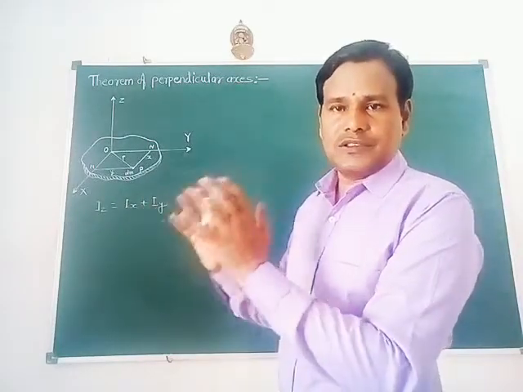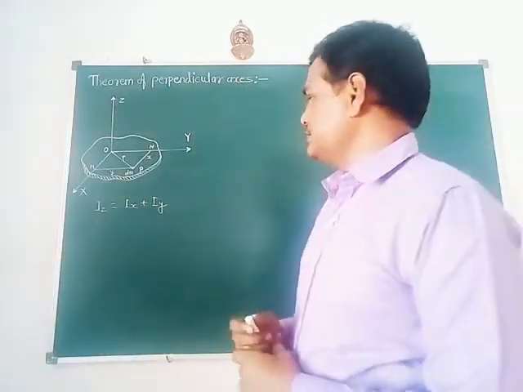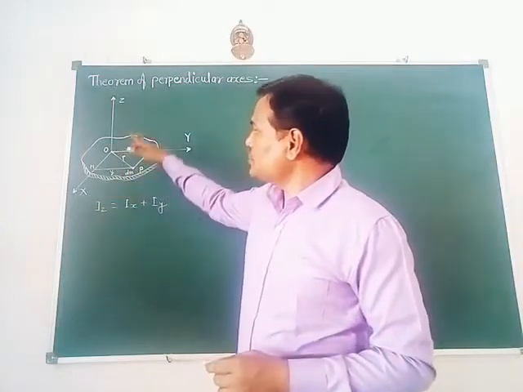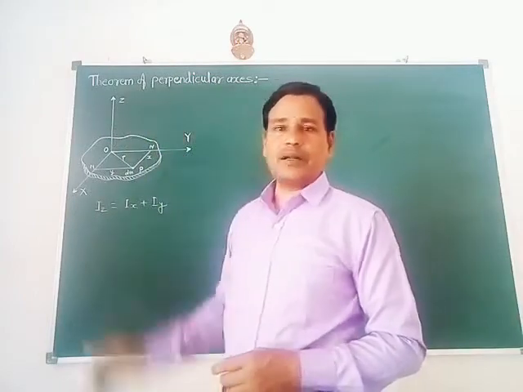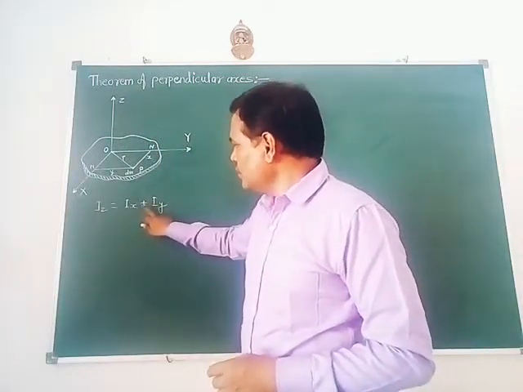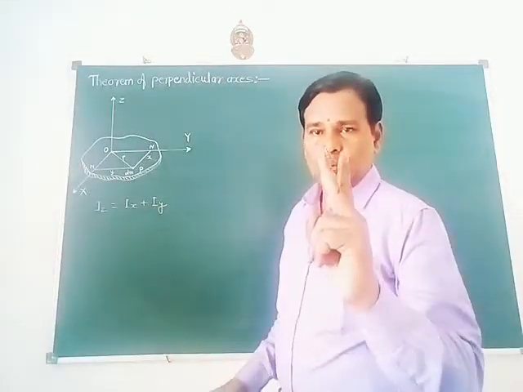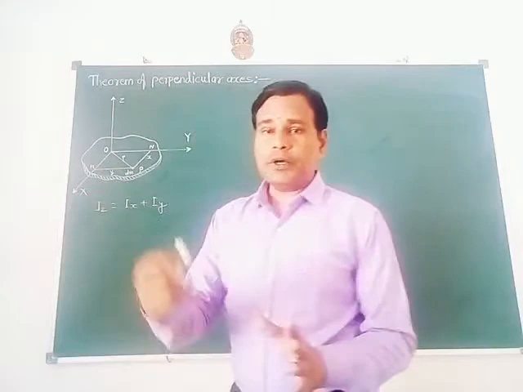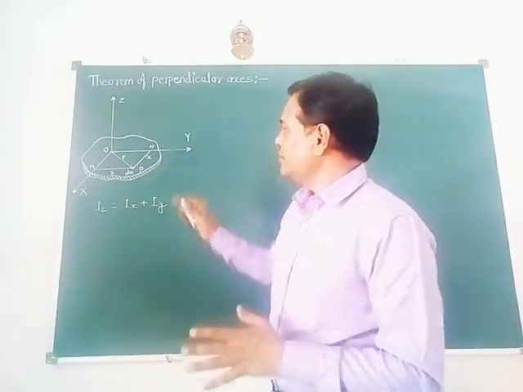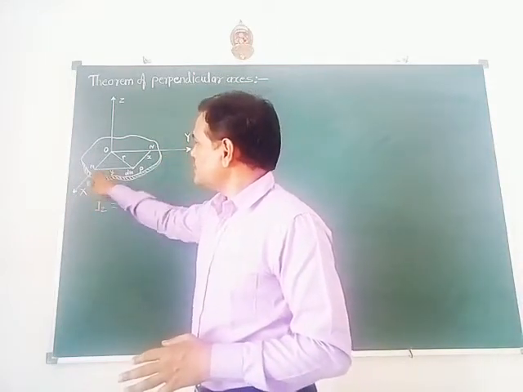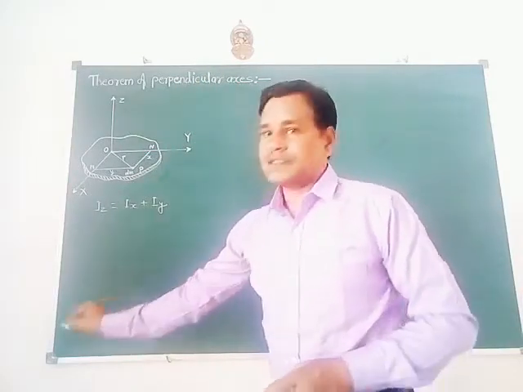So considering all these things, we can state the theorem of perpendicular axis as the moment of inertia of plane lamina about a perpendicular axis is equal to sum of its moment of inertia about two mutually perpendicular axes in the plane of lamina, and these two mutually perpendicular axes intersect at a point where the perpendicular axis cuts the plane of lamina.